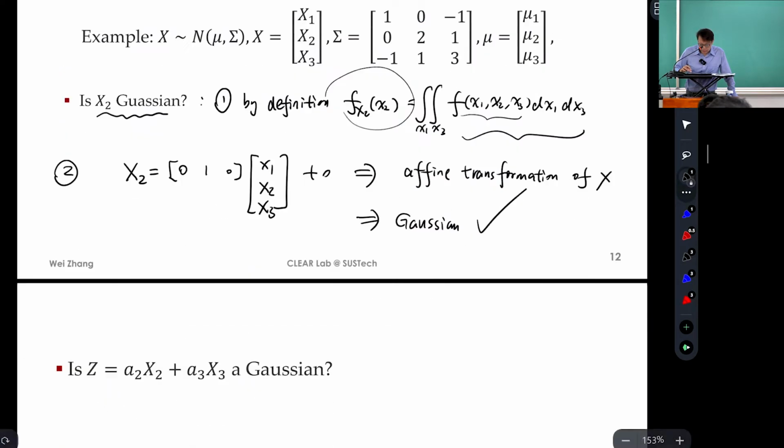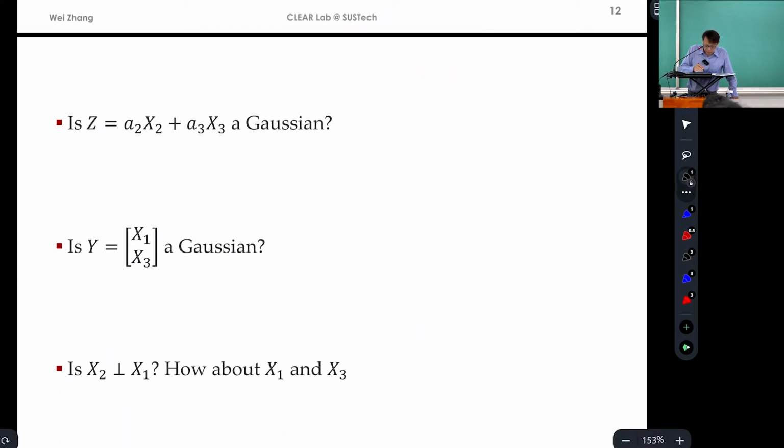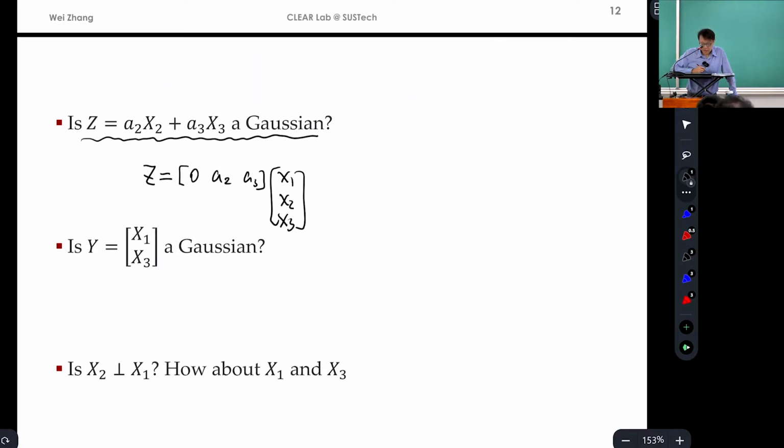Now you see the fact. Is this a Gaussian? Shuyan, you're laughing. Is this Gaussian? Why? A3. Okay, so this is a finite transformation again. It's Gaussian.